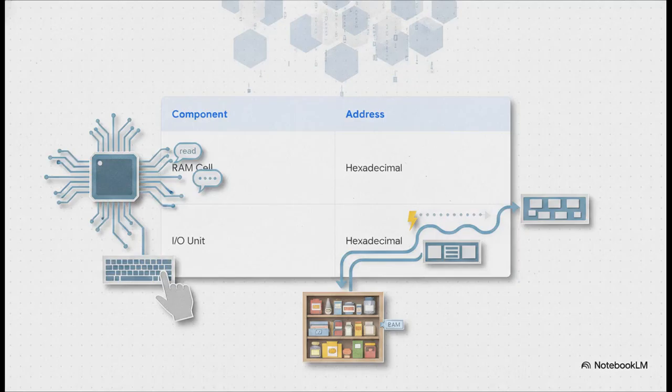To make this whole trick work, standard hexadecimal memory addresses are assigned to literally everything. To the CPU, an address is just a location number. When the CPU reads address 0x00A1, it thinks it's just pulling a normal piece of data from the RAM pantry.